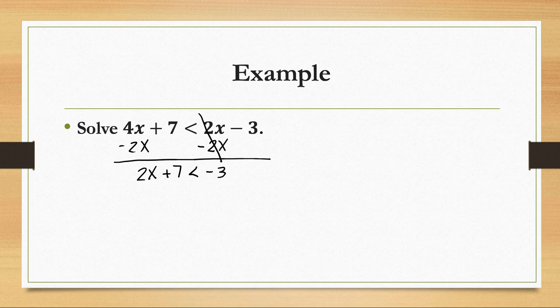Our next step is to deal with the plus 7. So we'll subtract 7 from both sides. It's going to give me 2x is less than negative 10. And my last step is to divide both sides by 2. And so x is less than negative 5.